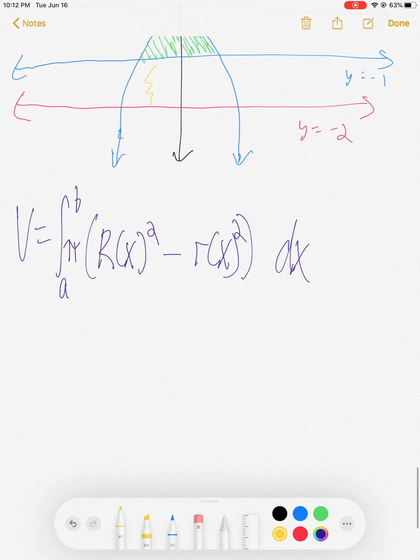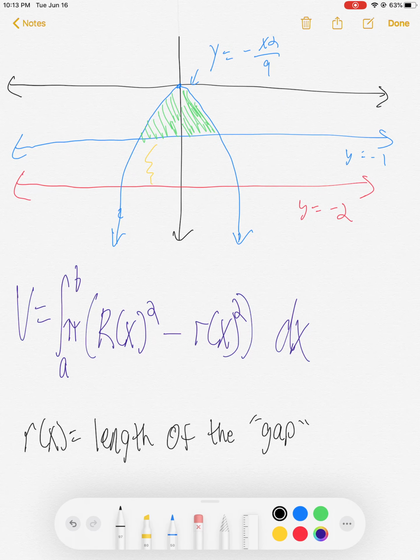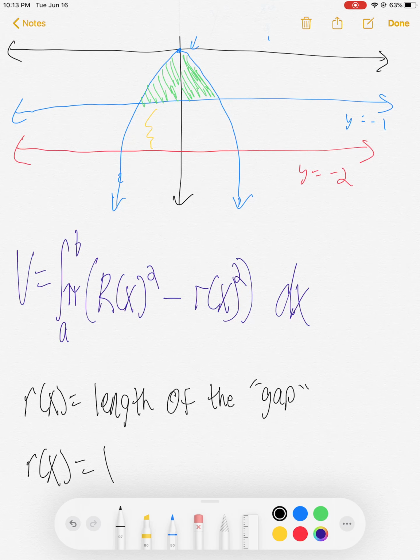Okay, so little r in this case, I'm going to have to be careful here. Little r of x, again, is the length of the gap, kind of the hole in the washer, if you will. In this case, it looks like that's just 1, right? It looks like the length of that is always given just by 1. So in this case, we're just going to have r of x equals 1. The reason for that is that no matter what x value I'm at, whether I'm here, or here, or here, the height of that gap is always 1.